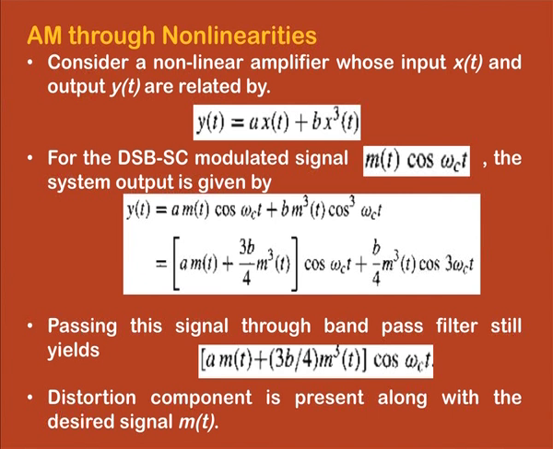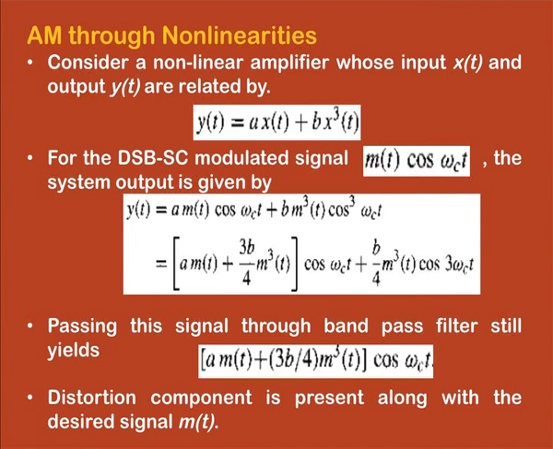the output of the nonlinear system is going to be y(t) equal to a m(t) cos omega c t plus b m cube(t) into cos cube of omega c t. Now, what we see here is that the first component corresponds to the linear term and the second component corresponds to the third order nonlinearity in the system. Now, when we solve using some trigonometric identities, we can write this expression as a m(t) plus 3b by 4 m cube(t) times cos omega c t plus b by 4 m cube(t) times cos 3 omega c t.